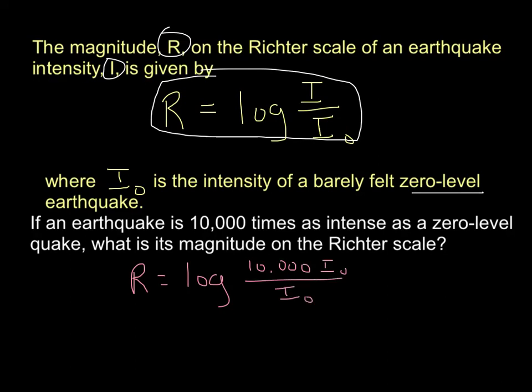Well, what happens when I divide something and they've got the same factor? Well, those two things are going to divide out, okay? So what I'm really left with is the log base 10 of 10,000. And we can evaluate that in the calculator. You have a log button on the calculator as well. So we put in log 10,000, and we find out that R is 4, okay? So that would be a magnitude of 4 on the Richter scale for an earthquake that is 10,000 times as intense as a zero level, okay?